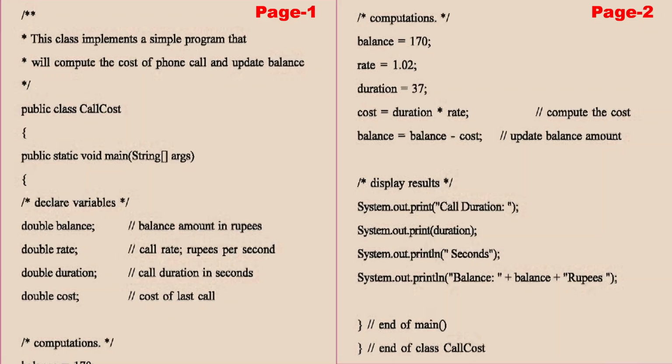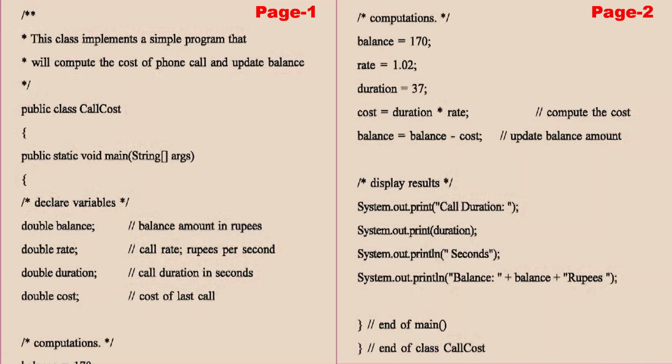System.out.println balance, which is written within double inverted commas, will be printed as it is. Then balance, which is written outside inverted commas, will print its value, that is balance minus cost, that is 170 minus whatever the cost. And then again rupees within inverted commas will be printed as it is. So for things without inverted commas, the Java program will try to print the value of that variable, and things written within inverted commas, Java will print as they are.